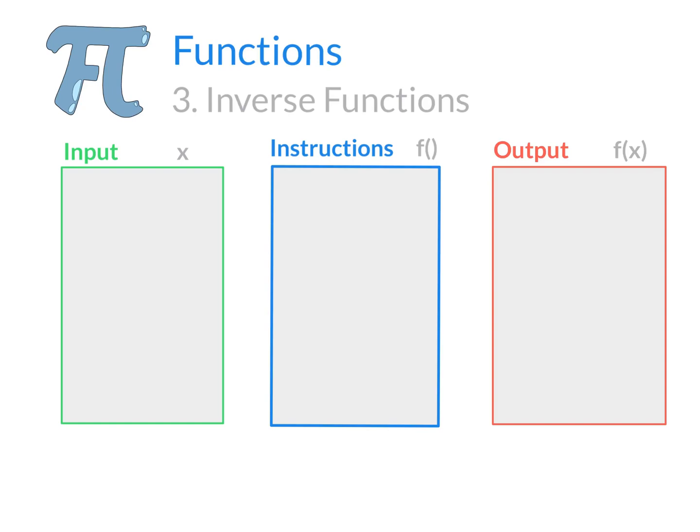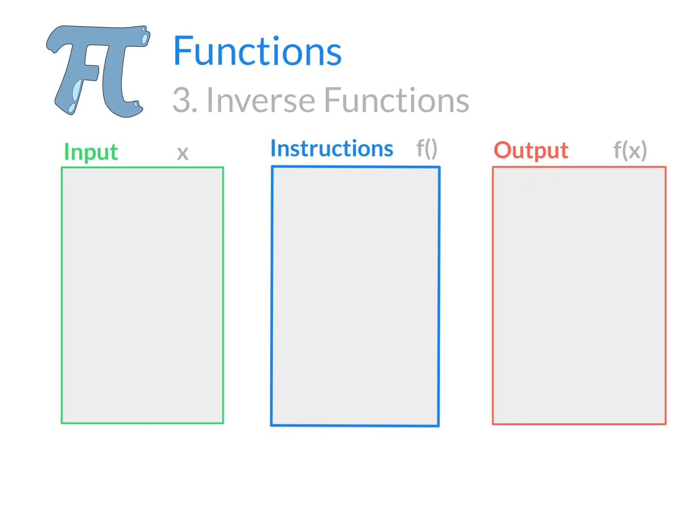Here we illustrate the different parts of our usual function f of x. On the left is where we will put our argument, our input. This will then be installed into the function f in the middle, which is a set of instructions that will manipulate the input. The result of this manipulation will appear here as the output.